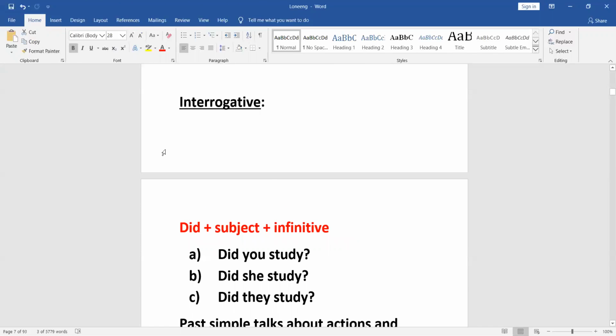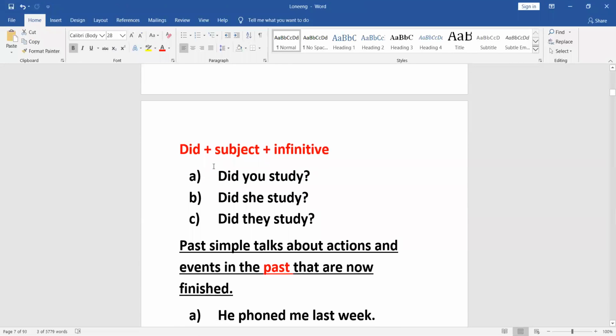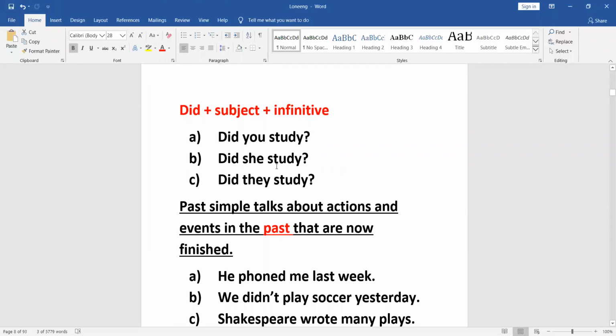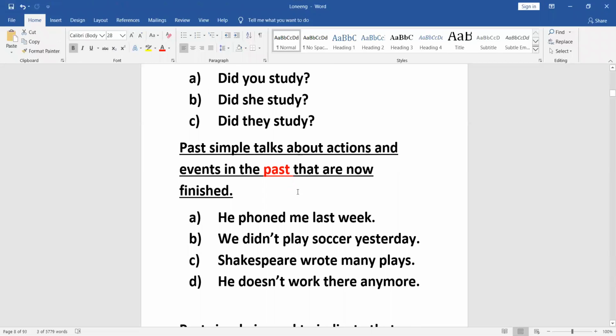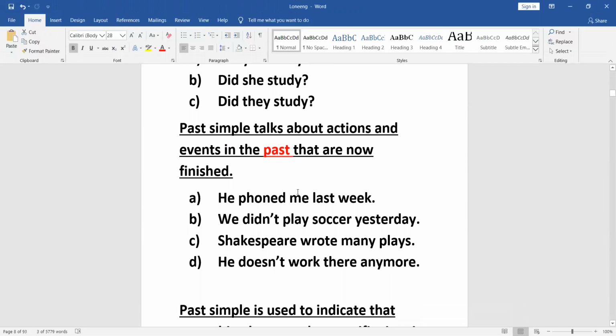Let's take a look at interrogative sentences. Interrogative sentences are sentences that ask questions. Interrogative means questions. So what is the structure of it? The word did plus subject plus the infinitive. So A, did you study? It's a question. Someone is asking someone, did you study? B, did she study? The third, C, is did they study? So you put did, then the subject, and then the infinitive. These are the ways you can ask somebody questions.